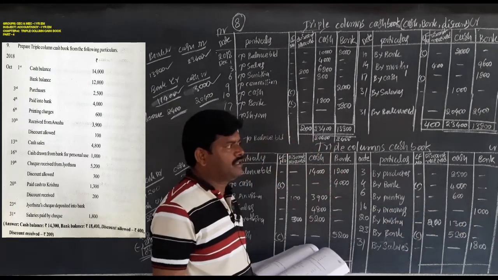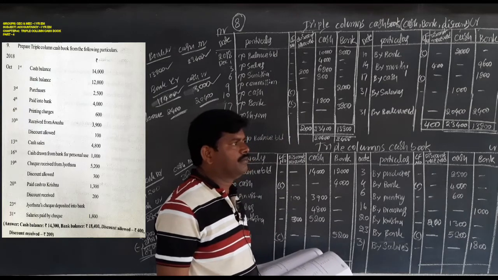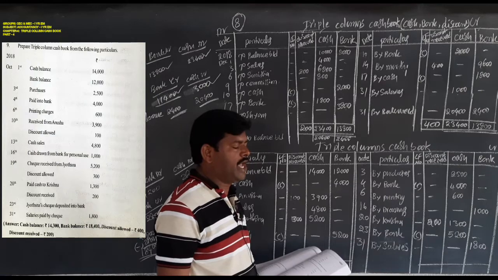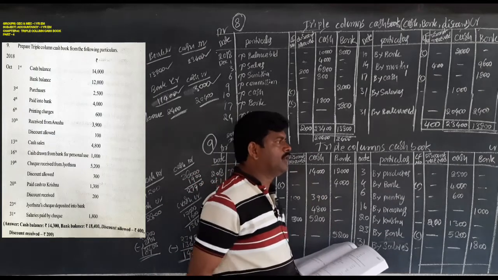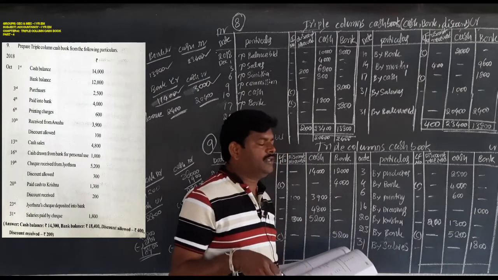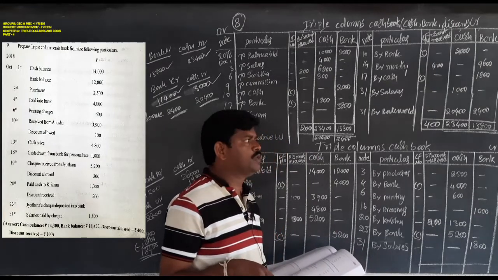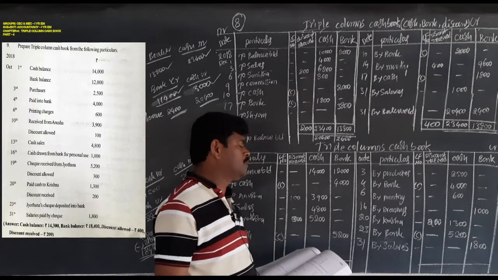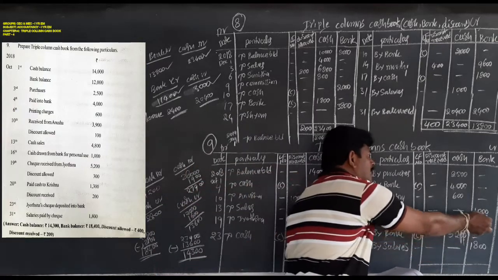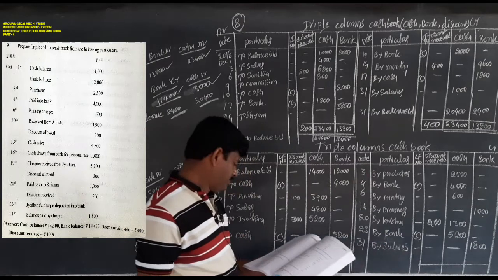Suppose sometimes cash is withdrawn for personal use, and it must be recorded in the cash column. So here the cash is withdrawn from bank for personal use. So cash is withdrawn from bank for personal use, so you must record it in the bank column only.